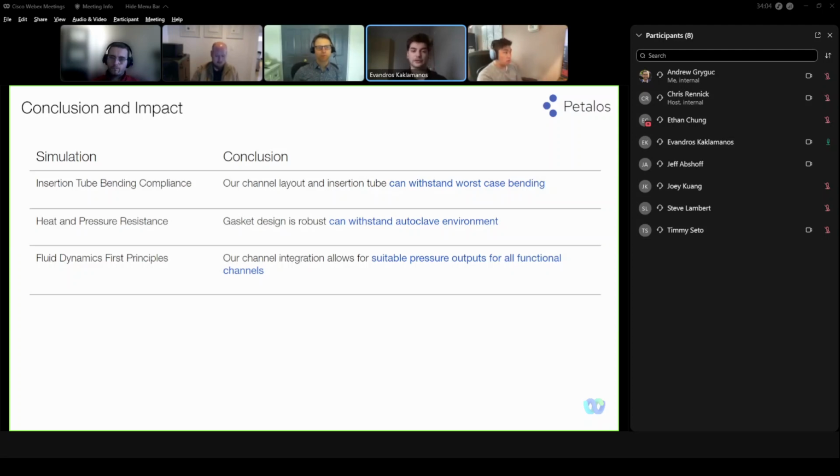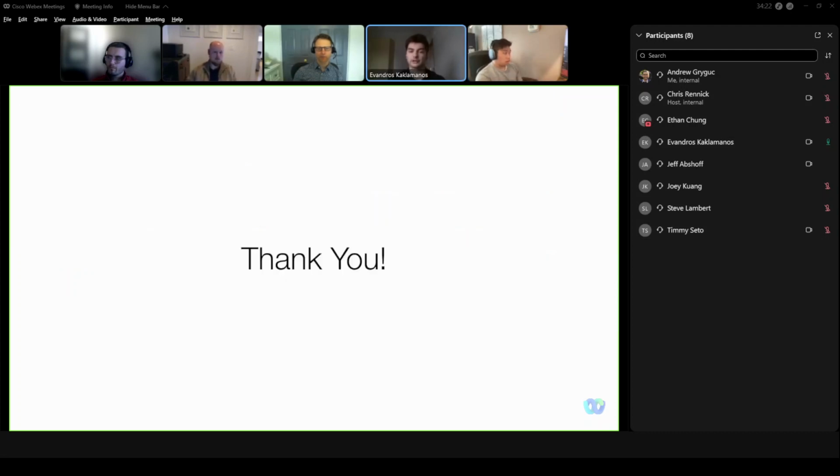As a whole, these simulations provided us with useful insights for our design iterations. Results from the simulations indicated if any design changes were required. It also allowed us to prototype in a cost-effective manner, which was required in our budget-constrained setting. We are Pedalos, and we are redesigning the endoscope for better clinical outcomes. Thank you.